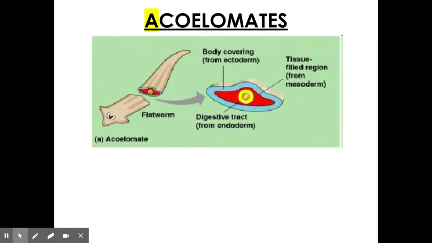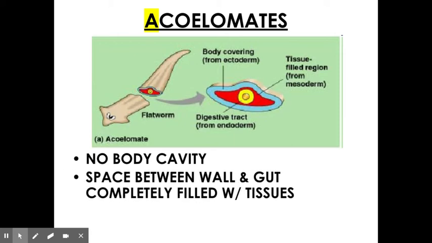So first we're going to talk about acoelomates. Anytime you put the letter A in front of a word, it makes that word mean not or without. So an acoelomate does not have a body cavity. So what we're saying is that the space between the body wall and the gut is completely filled with tissues. So there's really no space.